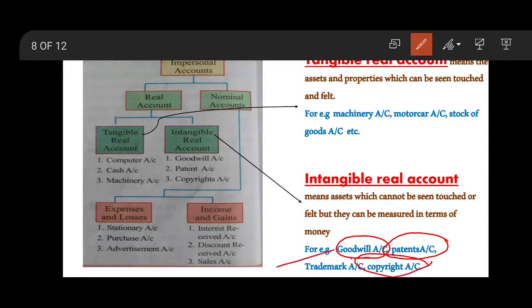Copyright. Trademark, you know better. Copyright is a type of intellectual property that gives its owner the right to make copies of a creative work. So all these are accounts which are intangible.